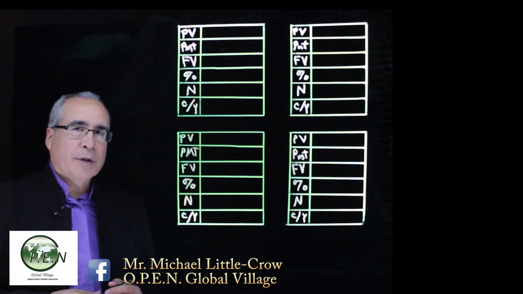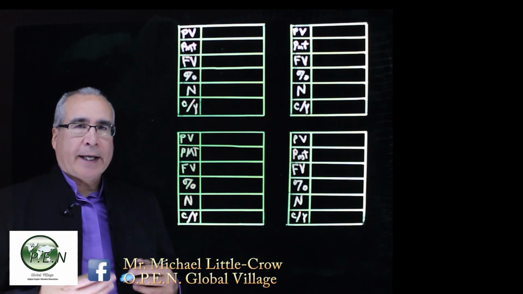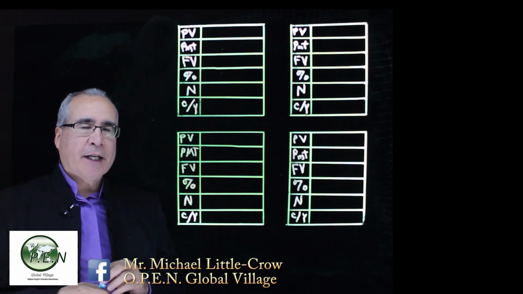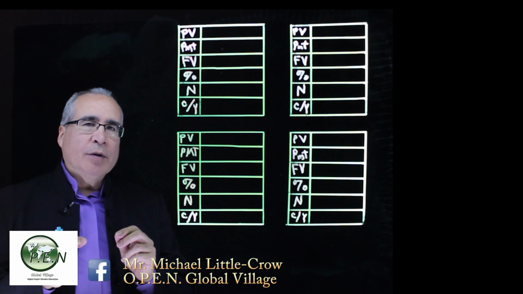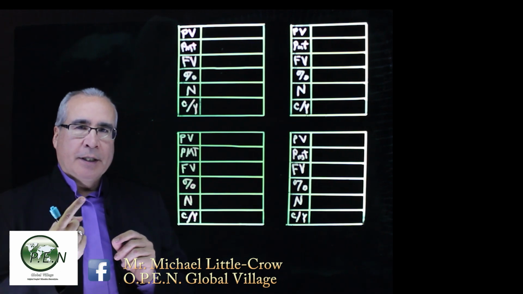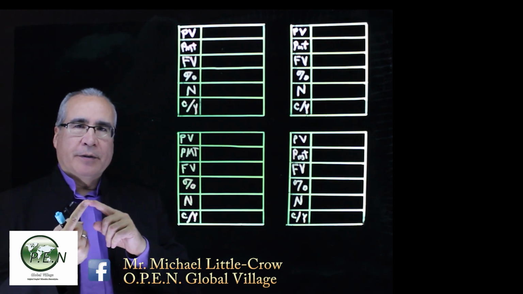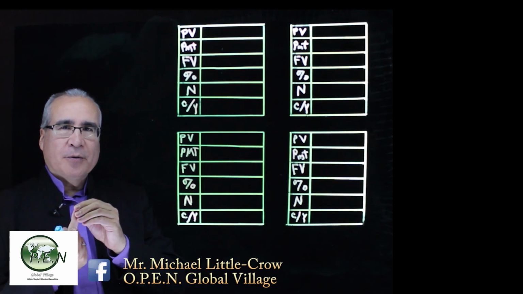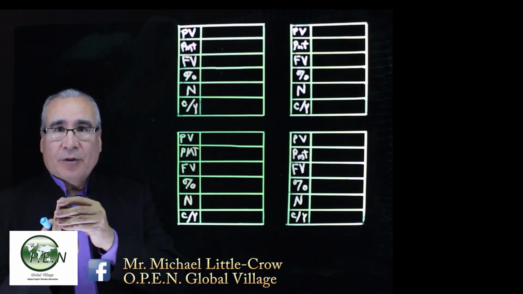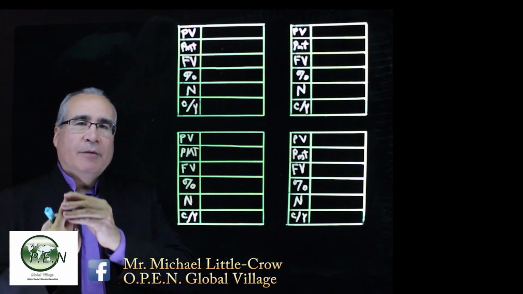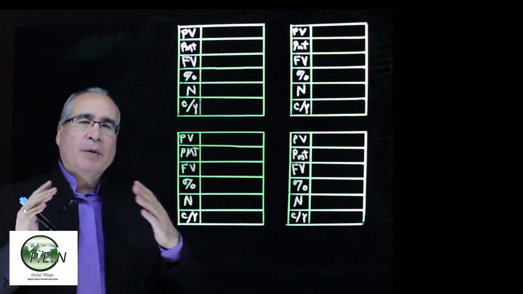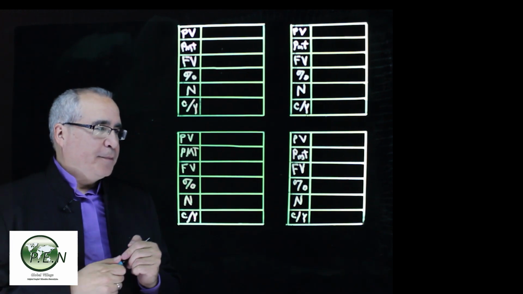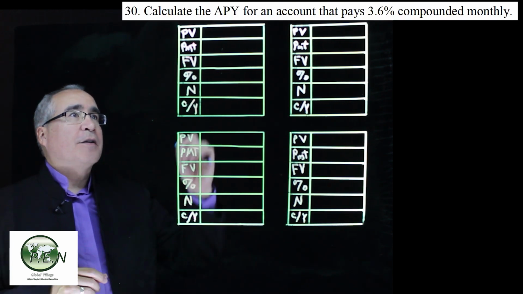Okay, in these ones, we're going to calculate the APY, annual percentage yield. The APY, as we saw in the last questions, really is only dependent upon the number of compounding periods. If it's once a year, it's annual, the thing that's cool is that the interest rate is the APY. If we compound more often, the APY will actually be a little bit larger. So one of the things we can do in, say, question 30.